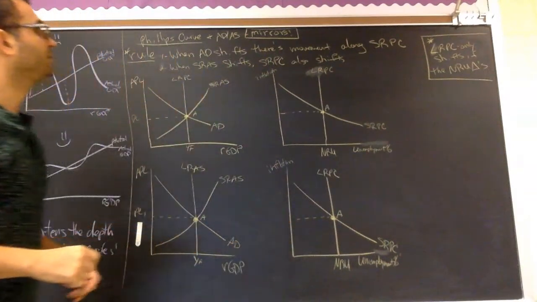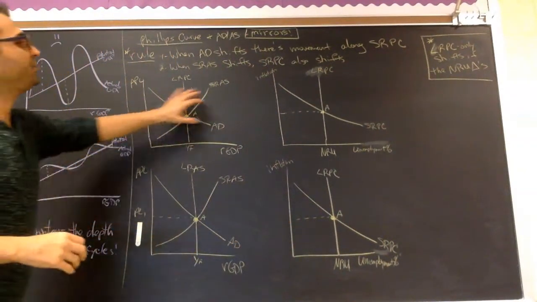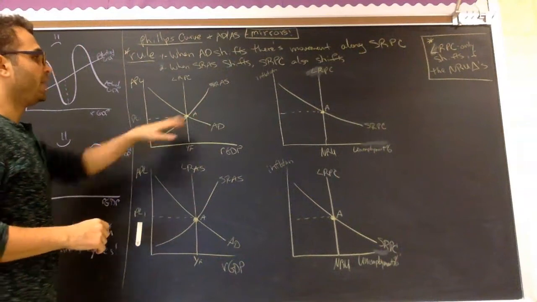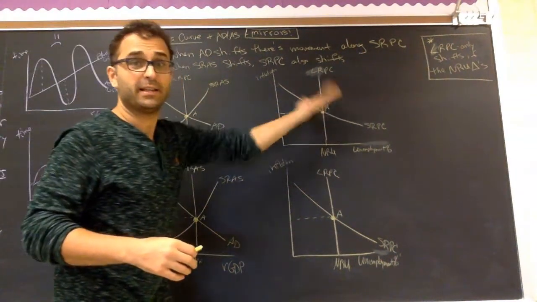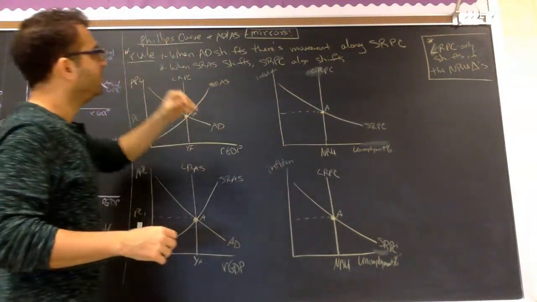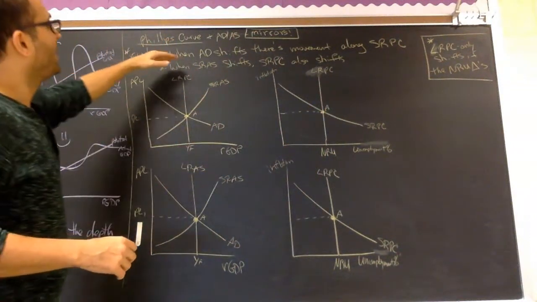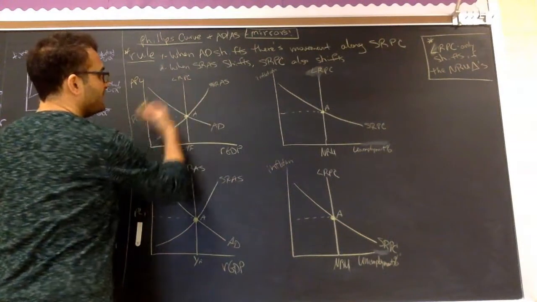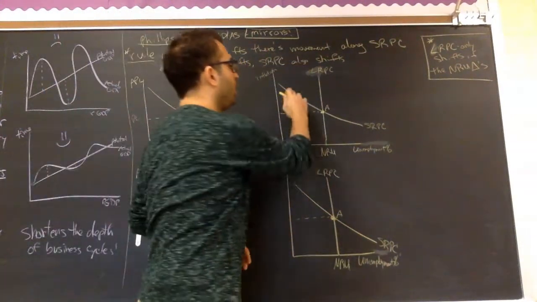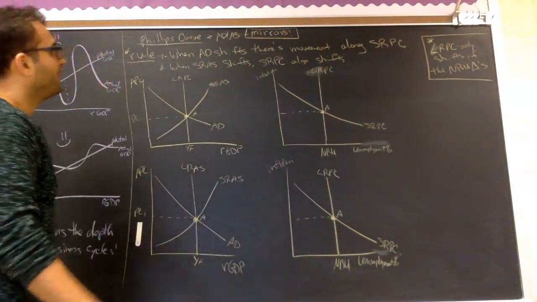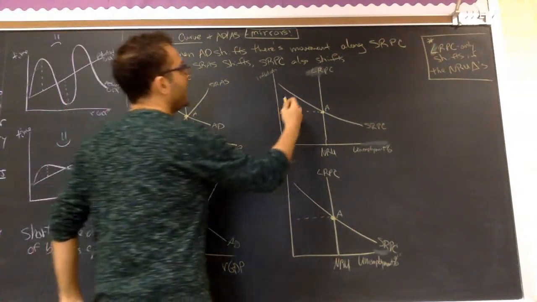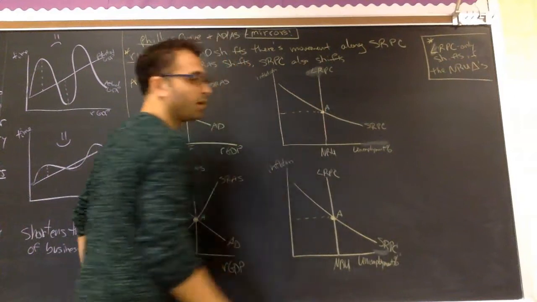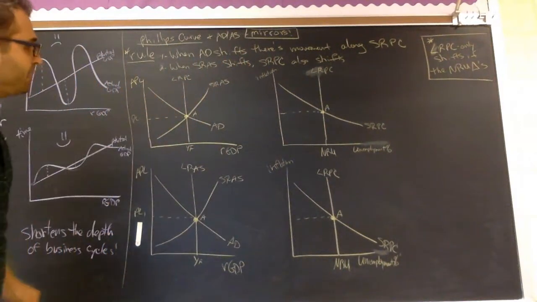So 2 examples. The rule is these 2 graphs are mirrors of each other. When AD or SRAS shift, something's going to happen here in a mirror-like way. So they're showing the same phenomenon. When AD shifts, to the right or to the left, there's a movement along the short-run Phillips curve. The second rule is when SRAS shifts, there's going to be a shift in the SRPC. And we're going to do 2 examples right here.